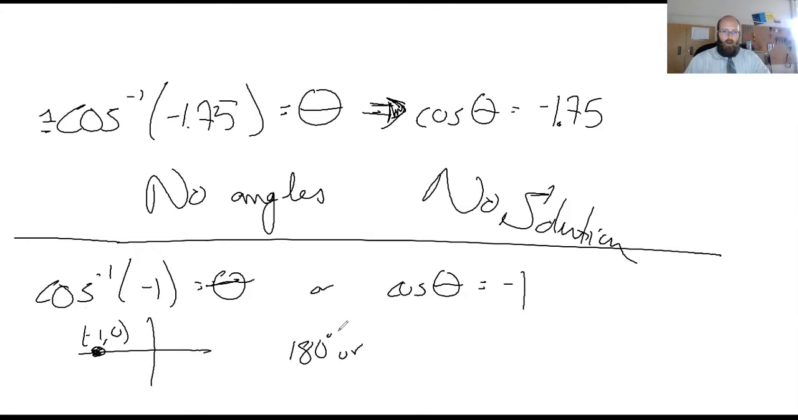Anyway, so 180 degrees or pi radians. And remember, I could keep going around the circle. So let's clean this up a little bit. So it's 180 degrees plus 1 full rotation times the number of times I want to go around. Or it's pi radians plus 1 full rotation, which is 2 pi, times the number of times I want to go around my circle. Okay, so I really hope that was helpful for all of you.